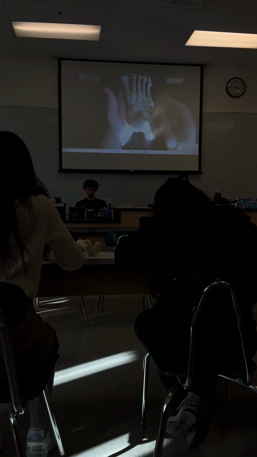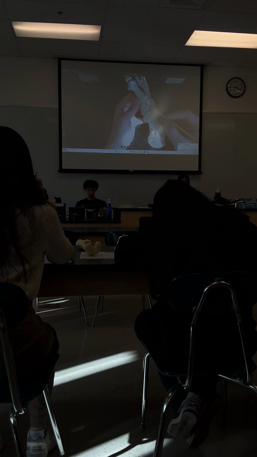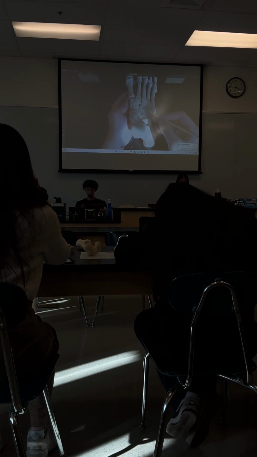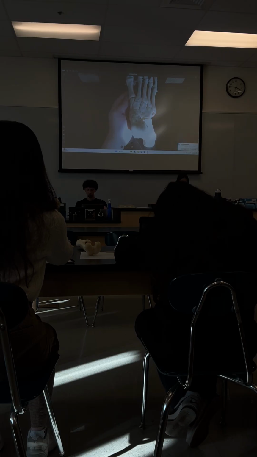And then the medial cuneiform is going to be right here. And then the intermediate cuneiform is going to be right here. And then the lateral cuneiform is going to be right here. So once again, medial cuneiform, intermediate cuneiform, and lateral cuneiform. And then the metatarsal bones 1 through 5 are going to be all of these. Metatarsal bones 1 through 5.